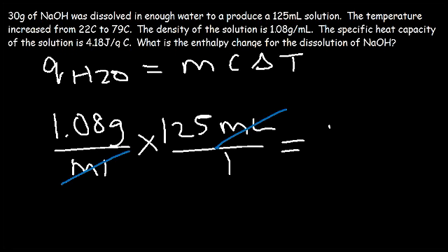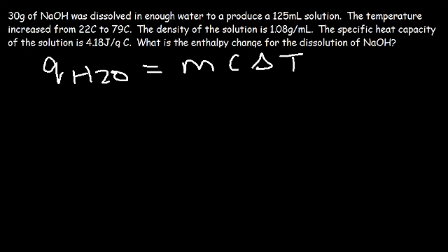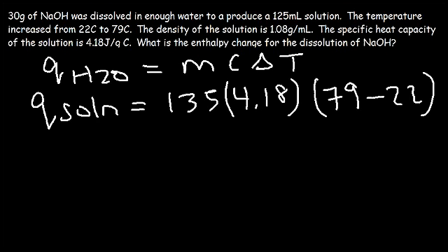So the mass of the solution is about 135 grams. So instead of saying Q of water, let's say Q of the solution. That's 135 grams times the specific heat capacity of 4.18 multiplied by the temperature change. Final minus initial, 79 minus 22. So 79 minus 22 is 57 times 4.18 times 135.